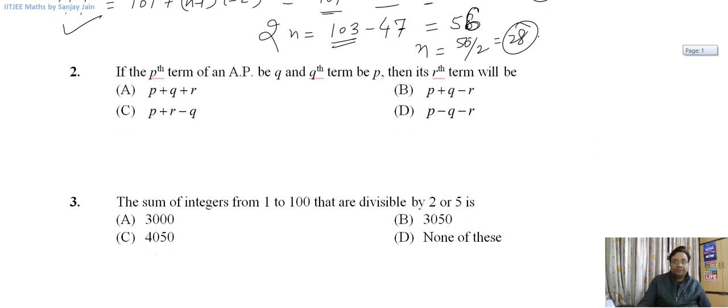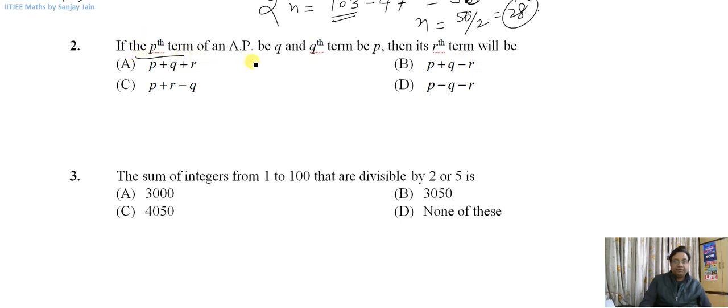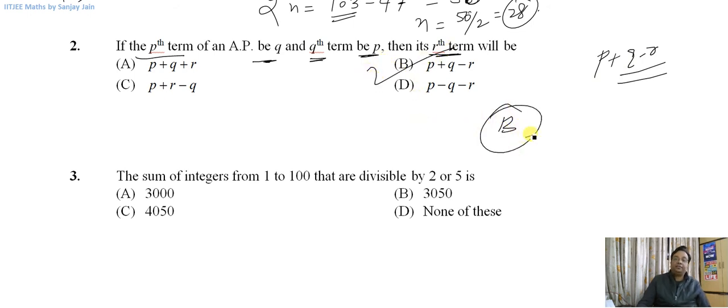Let's move to the next one. See, if pth term of an AP is Q, qth term of an AP is P, then that rth term of that AP will be P plus Q minus R. So option B is the correct option. Now you will ask why. I have already told you in the theory lectures. We have solved this question completely and I asked you to memorize this result so that we can solve the questions directly. So P plus Q minus R is the correct option. If you want to watch the full solution, you go to the theory lectures.